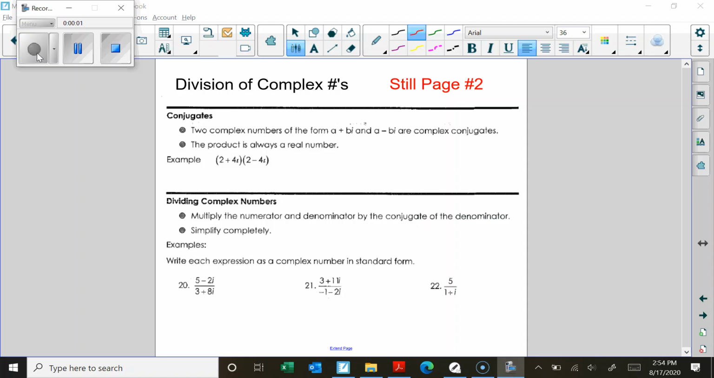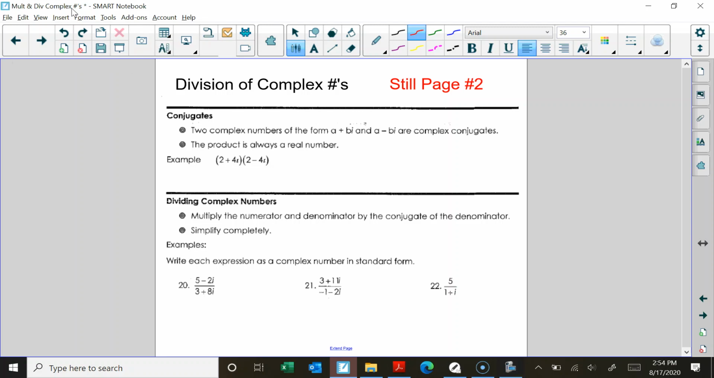All right, so now we move on to the division of complex numbers. In the division of complex numbers, we do a lot of the multiplication that we just talked about. So hopefully you understand the multiplication. Now, in order to do the division properly, we have to use something called a conjugate.